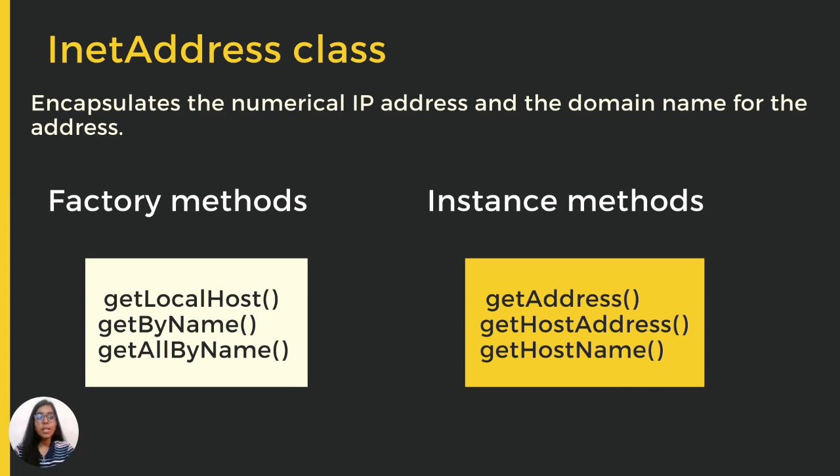Coming to the methods of the InetAddress class, there are two categories of methods which need to be discussed. The first, factory methods of a class, which allow you to call the method without referencing an object, and on the contrary, instance methods of a class that cannot be called without an object. Factory methods for this class are getLocalHost, getByName, and getAllByName. Instance methods are getAddress, getHostAddress, and getHostName. We will look at all of these methods through examples.